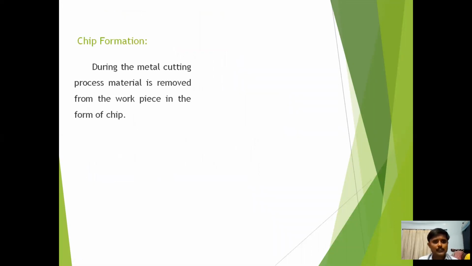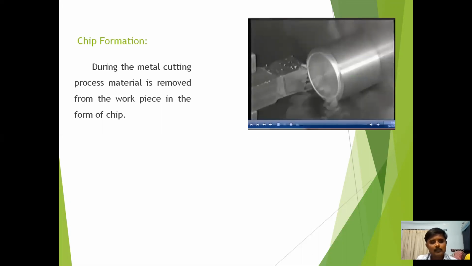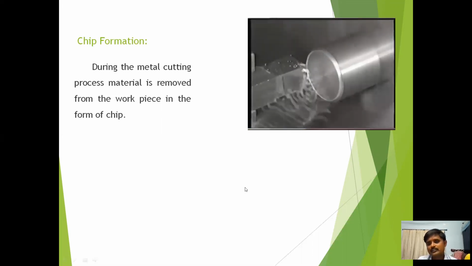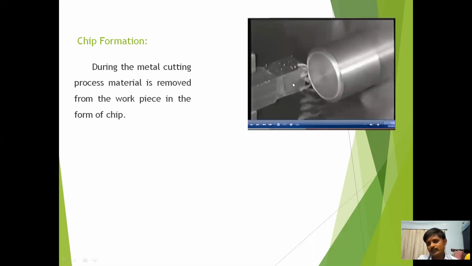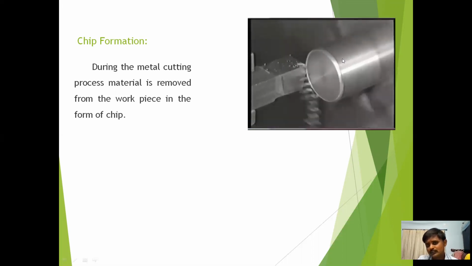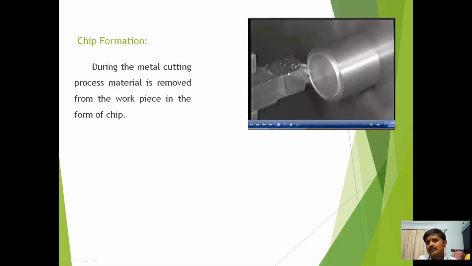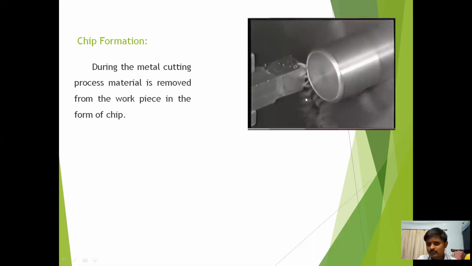Chip formation. During the metal cutting process, material is removed from the workpiece in the form of chips. Here we are doing some operation on the workpiece, so the material is removed from the surface by using the cutting tool in the form of chips. So these are called chips.